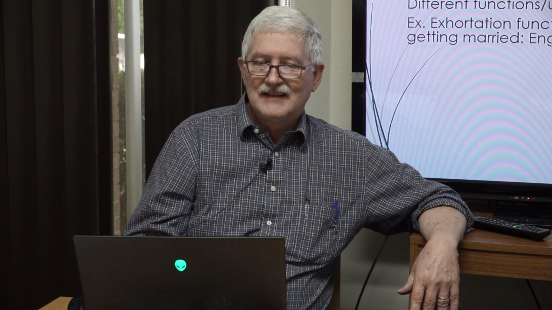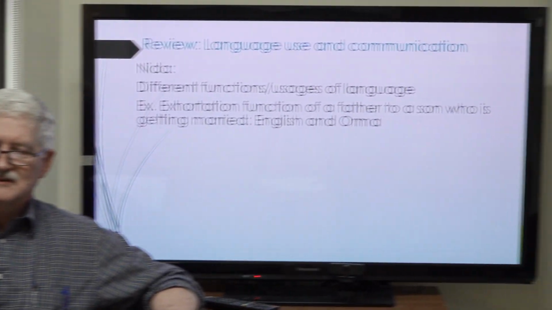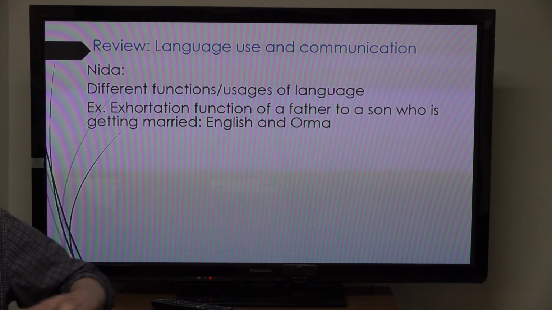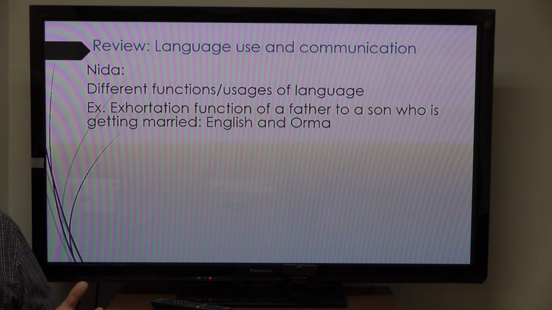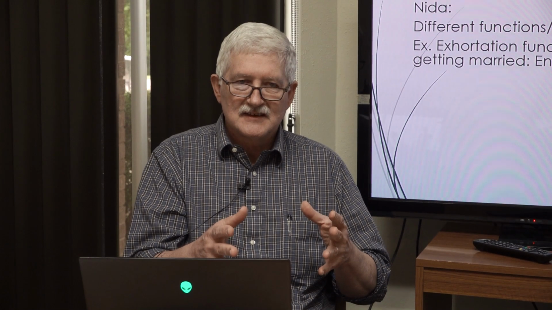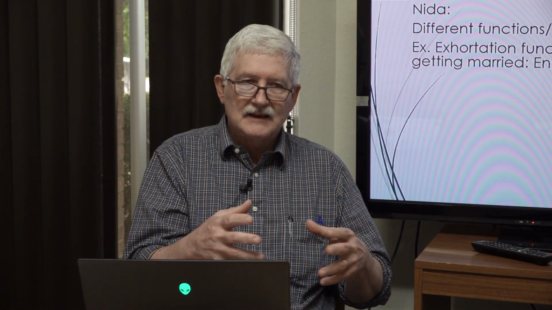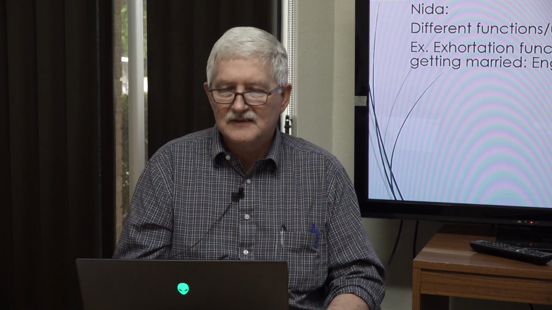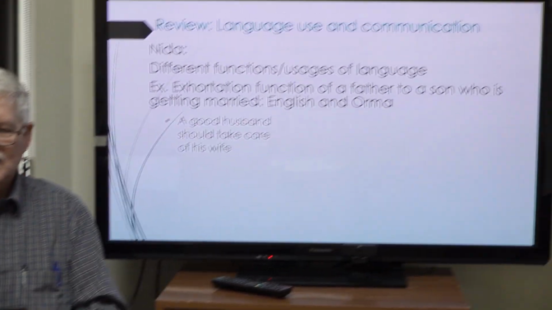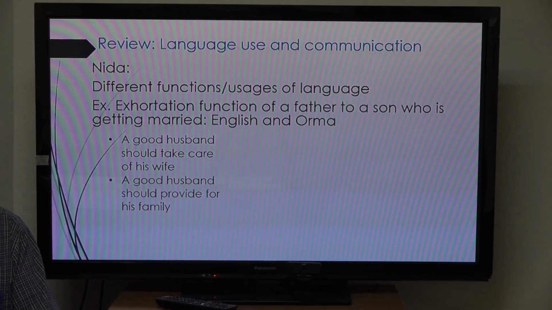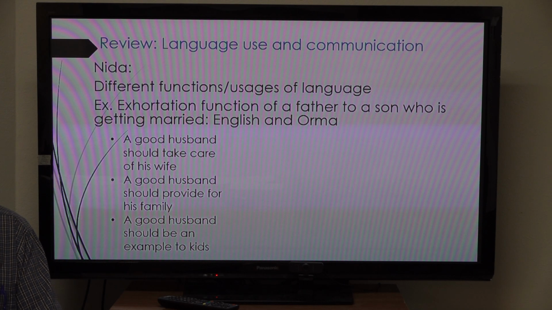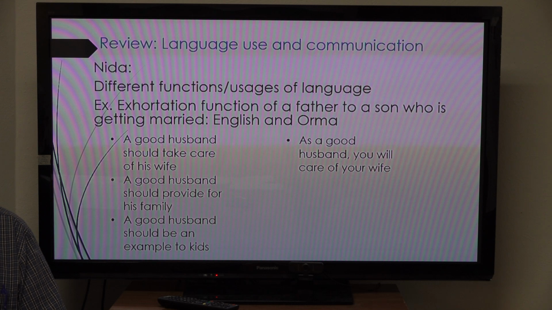All right. So, different functions, different languages, different usages, and exhortation. If you're trying to give advice to someone, what does that sound like? So, in the Orma culture where we lived, when a couple is getting married, the dad sits the young man down and he gives him advice. And he might say something like this. This is what he's giving the advice. A good husband should take care of his wife. This is English. Sorry, a good husband should provide for his family, and a good husband should be an example to his kids. This is what it sounds like in Orma. As a good husband, you will do this.